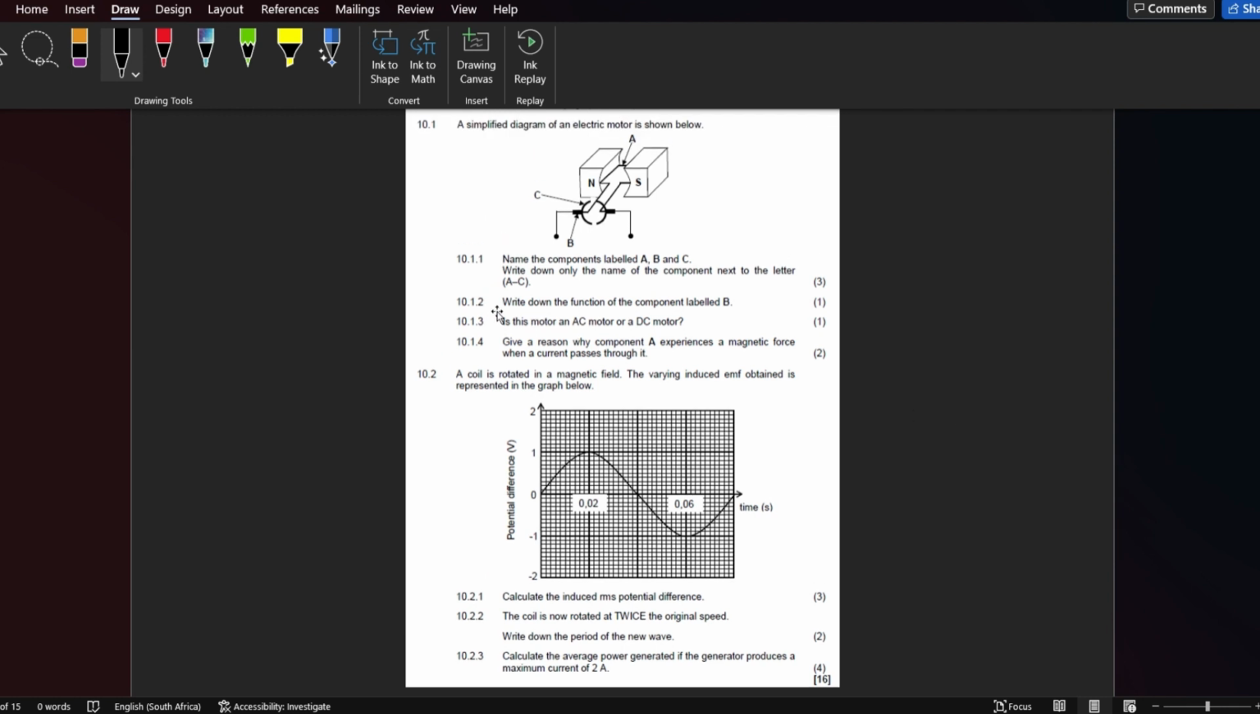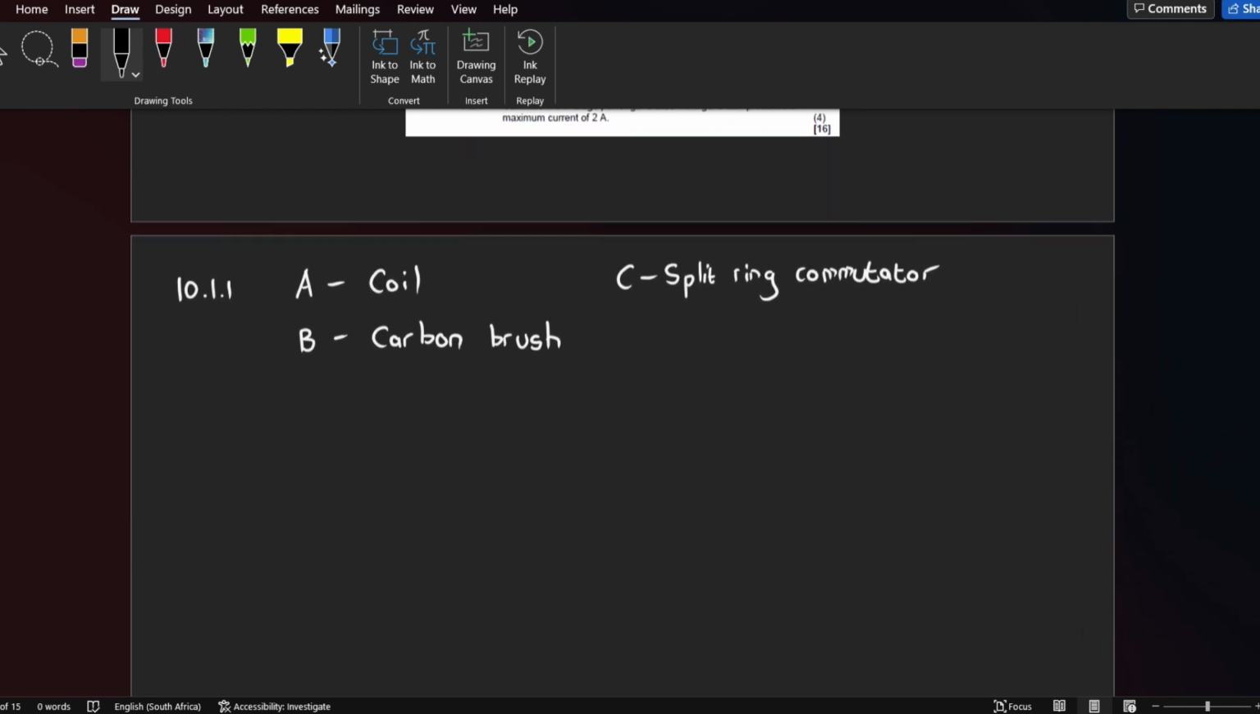Okay, 10.1.2 asks, write down the function of the component labeled B. So B is a carbon brush. The carbon brush is made out of graphite, and they want a function of this carbon brush. So the carbon brush has the primary function of taking current in and out of the coil. So the first function is to take current into and out of the coil.